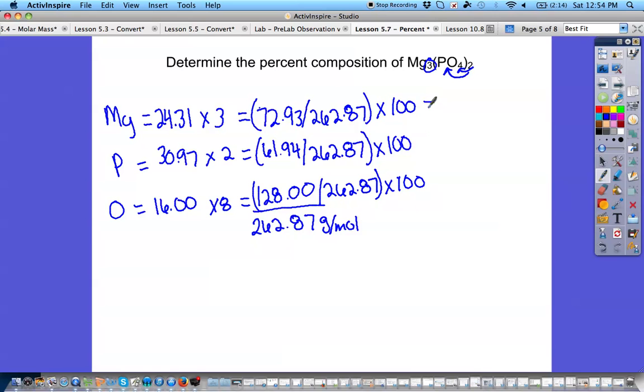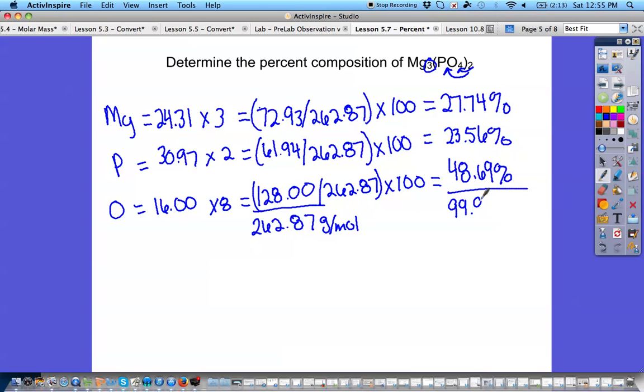So the percent of magnesium is going to be 27.74%. The percent of phosphorus is going to be 23.56%. And oxygen is going to be 48.69%. Add these together to check to see if it's in our acceptable range. So we're going to take 27.74 plus 23.56 plus 48.69, and that gives us 99.99%, which is within our acceptable range, and so we're done with this problem.